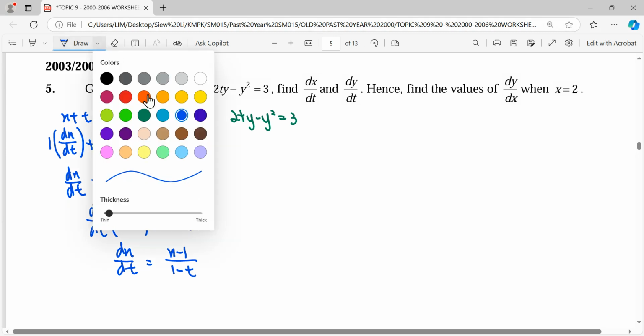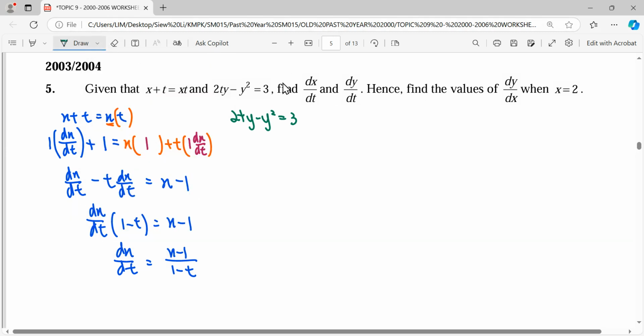Then we move on to the other equation to find dy/dt, which means we differentiate y with respect to t. The first term here is a product rule. So copy the front function 2t, differentiate the back, plus copy the back, differentiate the front. Differentiate the back function y, we get 1, and we are not differentiating with respect to t, so we need to write dy/dt. And then differentiate the front one, 2t, we get 2.